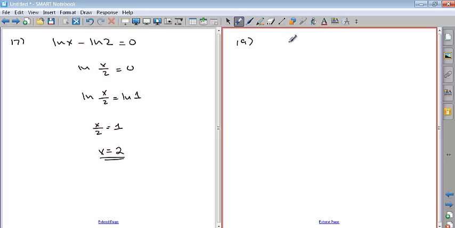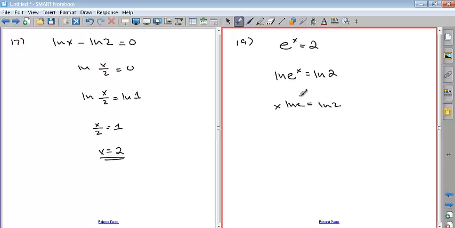Okay, 19: e to the x equals 2. This is the first way I've talked about: you take the natural log of both sides, the natural log of e to the x and the natural log of 2. The natural log of e to the x is x, because they're inverse functions, or you can take the x out. The exponent becomes the constant in front.